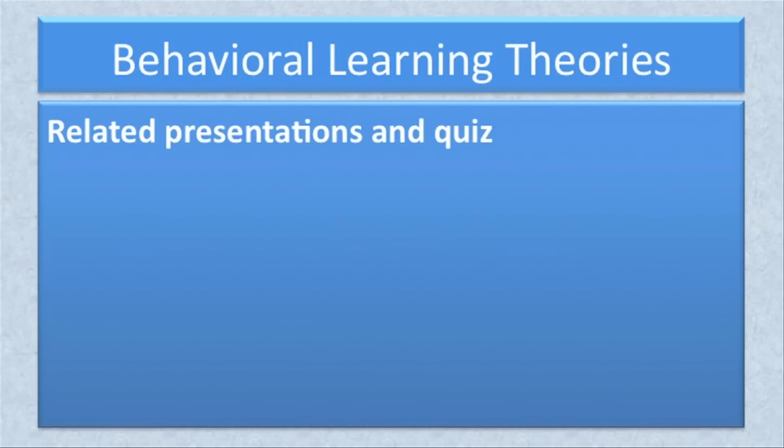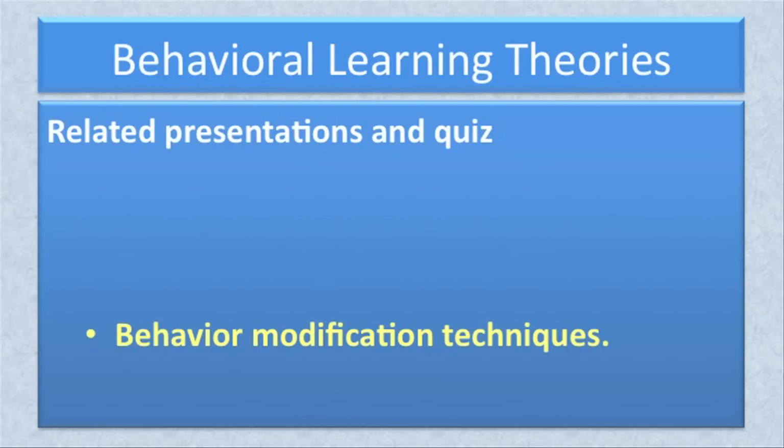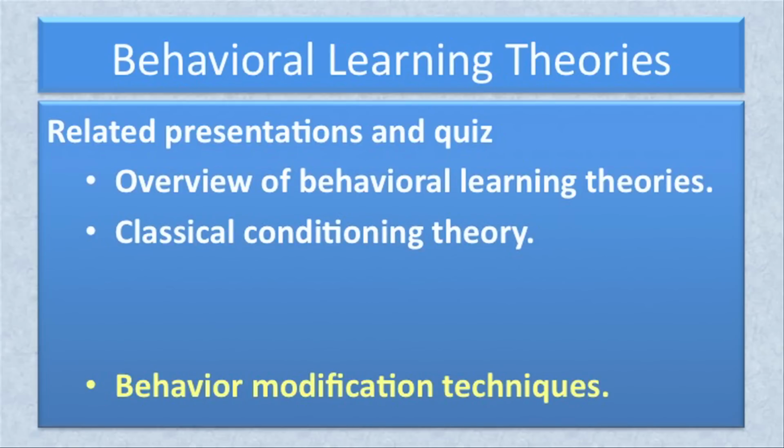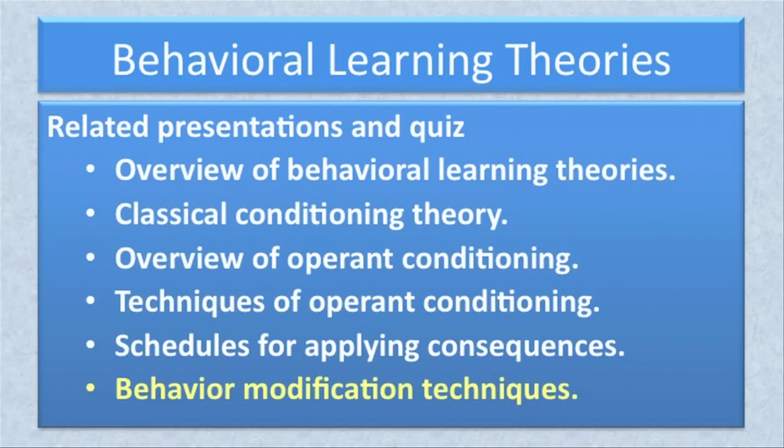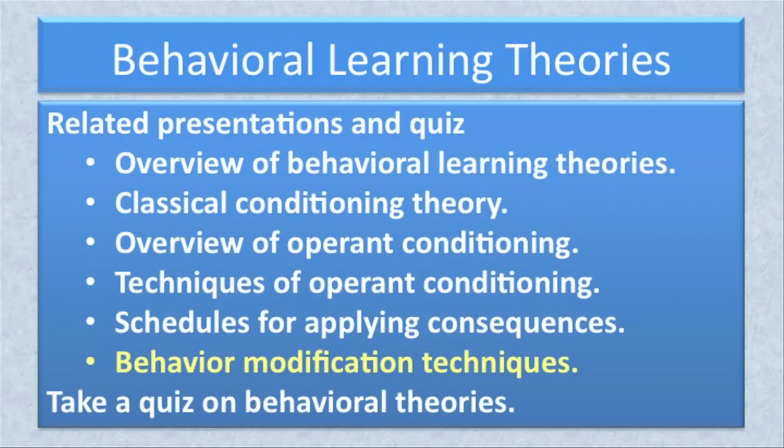This concludes the presentation on behavior modification. Previous presentations focused on an overview of 3 behavioral learning theories: classical conditioning, operant conditioning, and contiguity theory, a more complete introduction to classical conditioning theory, and 3 presentations on operant conditioning theory. Additionally, there are several short quizzes that learners can use to check their understandings of the different learning theories.